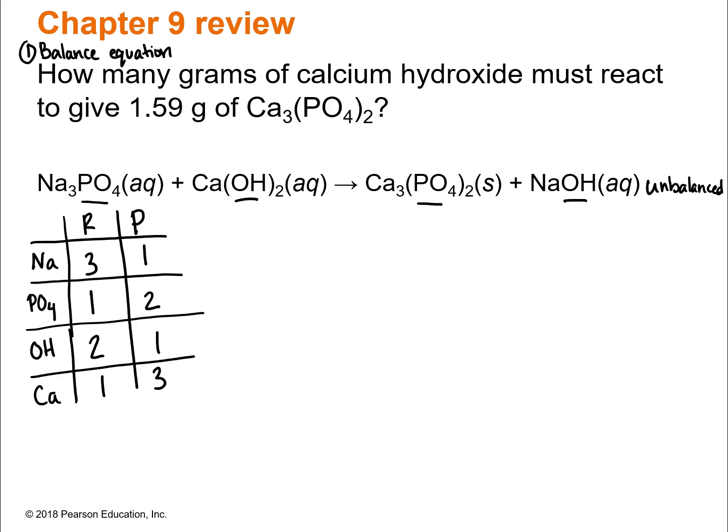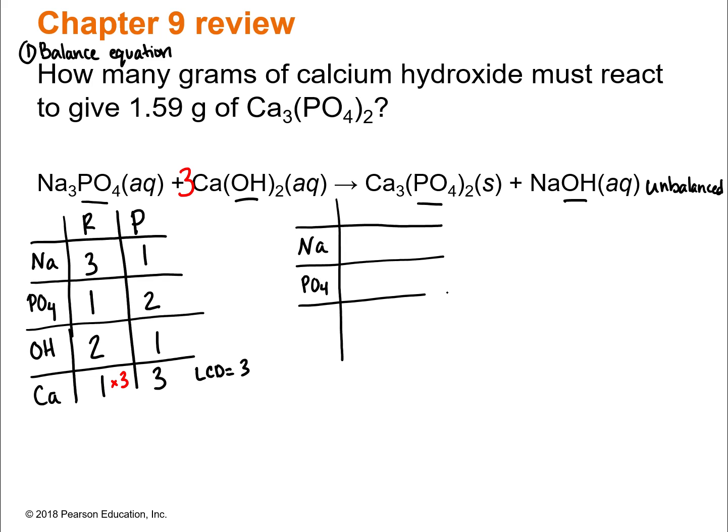Let's start with balancing the calcium. Our lowest common denominator is 3. So we're going to multiply by 3 on the reactant side. And we'll see where that takes us. Again, you're more than welcome to do this alongside. You don't have to just watch me. If you learn by trying, go for it.